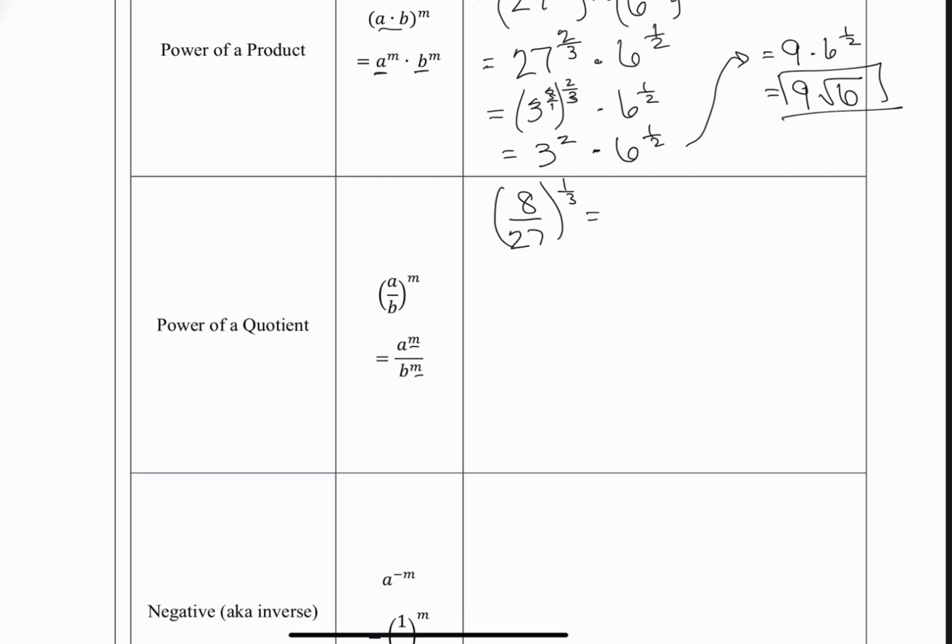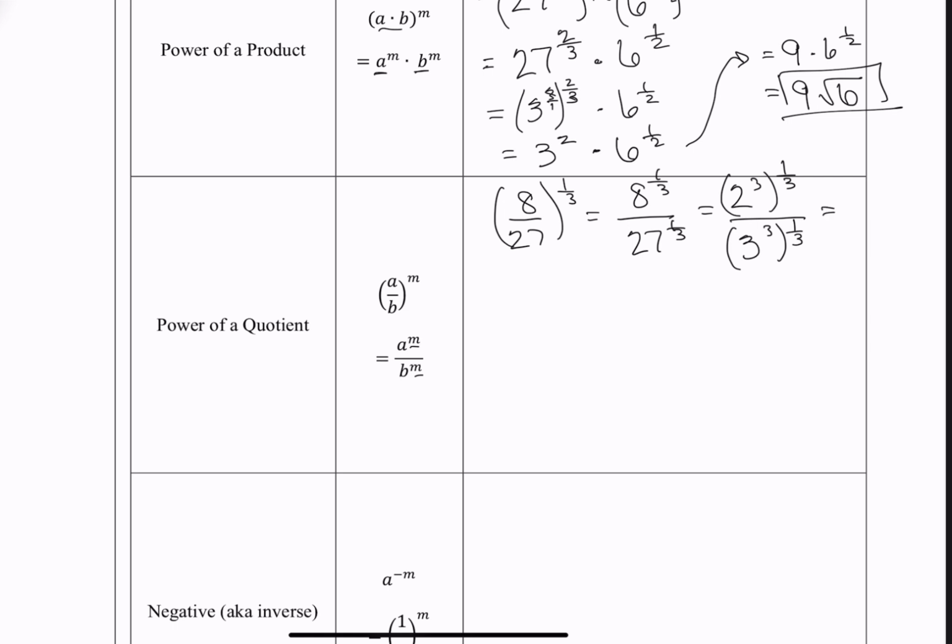You know, if 8 and 27 had a common factor, I would start there, but they don't. So I can't actually reduce 8 over 27, so I'm going to go ahead and give that 1/3 power to both numerator and denominator. So this is 8 to the 1/3 power divided by 27 to the 1/3 power. So what this really means is let's take the cube root of 8 and the cube root of 27. I'm going to think about 8 as 2 cubed. And now I'm going to raise that to the 1/3 power. Okay, and then 27, I'm going to think of that as 3 cubed. And then I'm going to raise that to the 1/3 power.